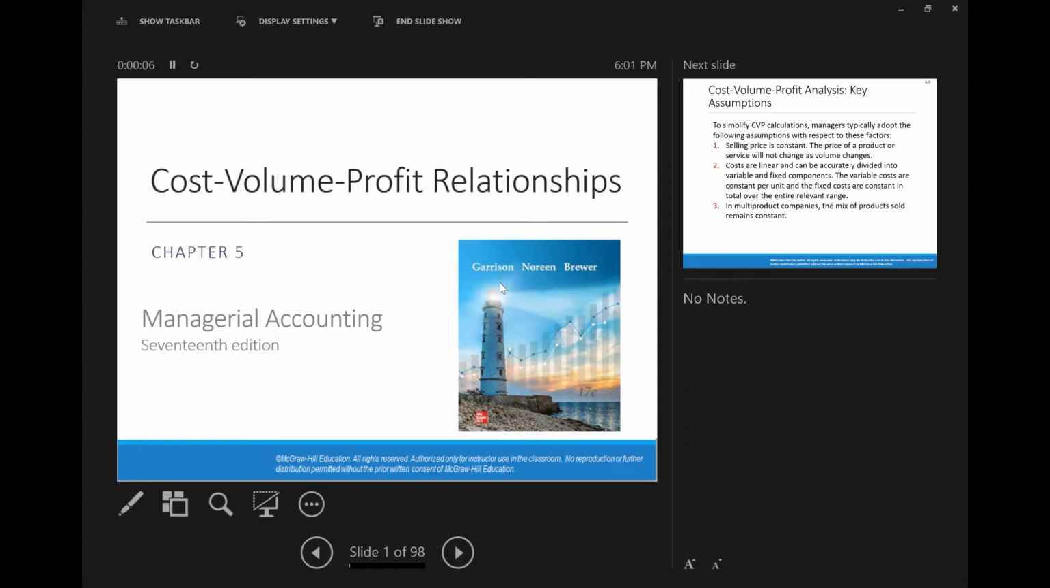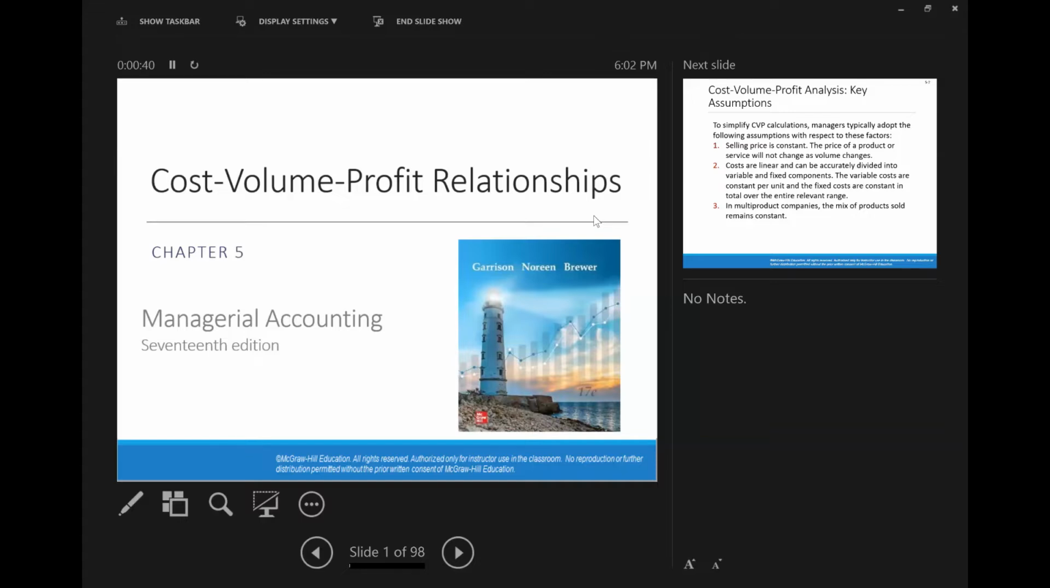Okay, so we're starting chapter 5. And it's a little bit different than what we've been doing for the last 4 weeks. So it's called cost, volume, profit relationship. So we're going to look at the analysis of the cost and the profit, trying to figure out your break-even point. If you make changes through your variable expenses or your fixed expenses, how does that affect your profit?